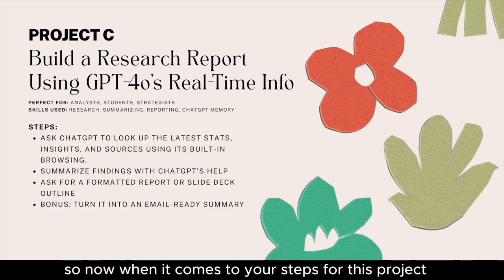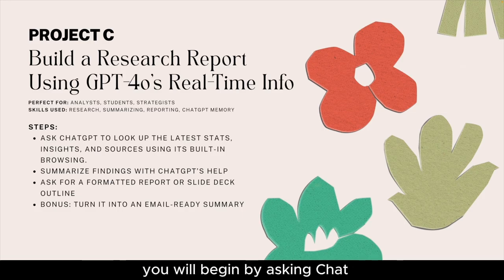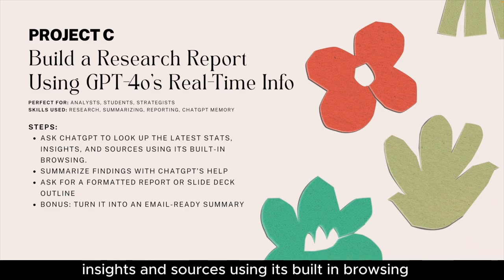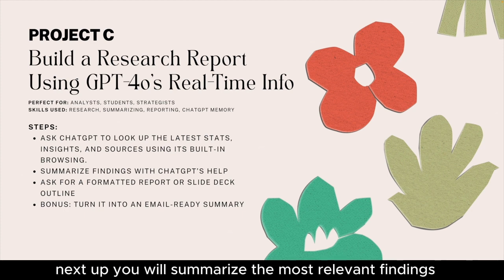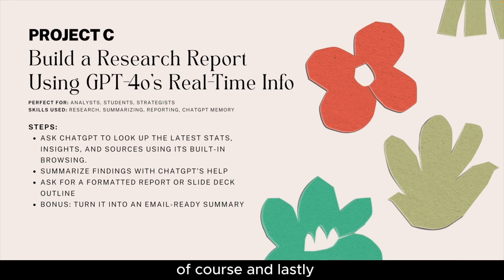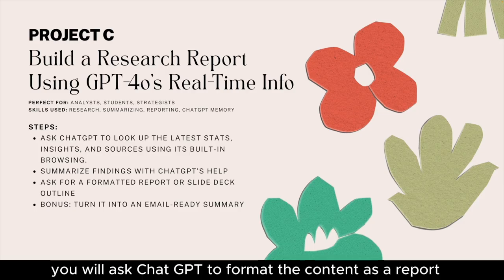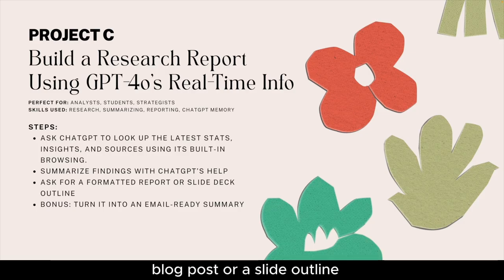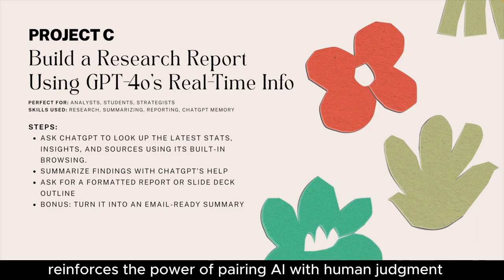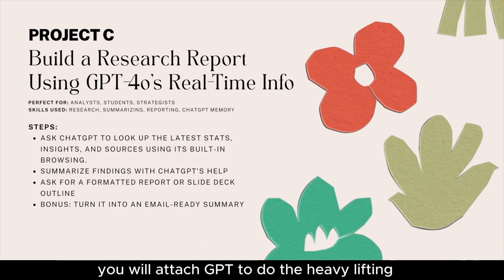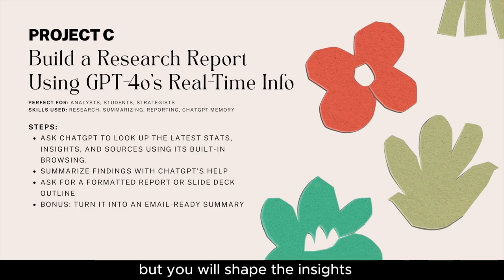So now when it comes to your steps for this project, you will begin by asking ChatGPT to look up the latest stats, insights, and sources using its built-in browsing. Next up, you will summarize the most relevant findings, of course. And lastly, you will ask ChatGPT to format the content as a report, blog post, or a slide outline. And a bonus for you is you can turn it into a concise summary you could send via email or a pitch deck. So this reinforces the power of pairing AI with human judgment. You will let ChatGPT do the heavy lifting, but you will shape the insights.